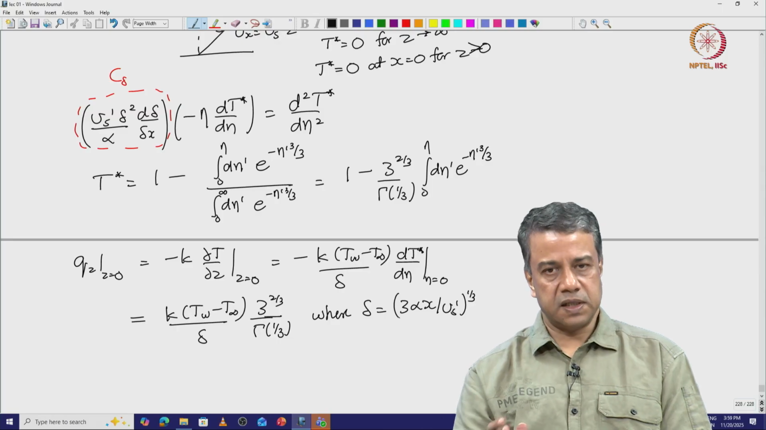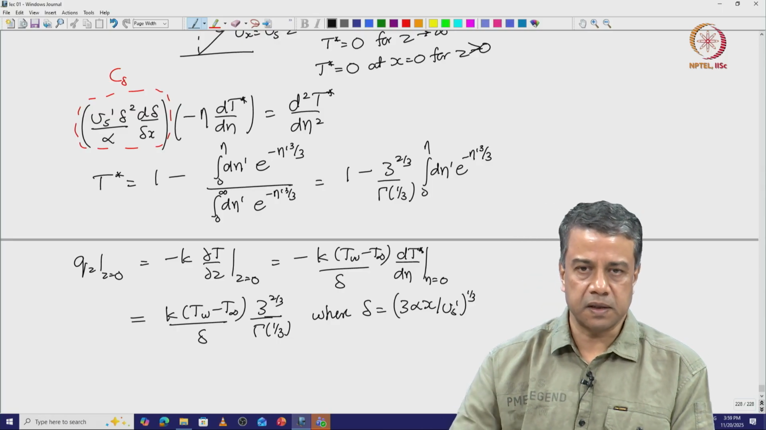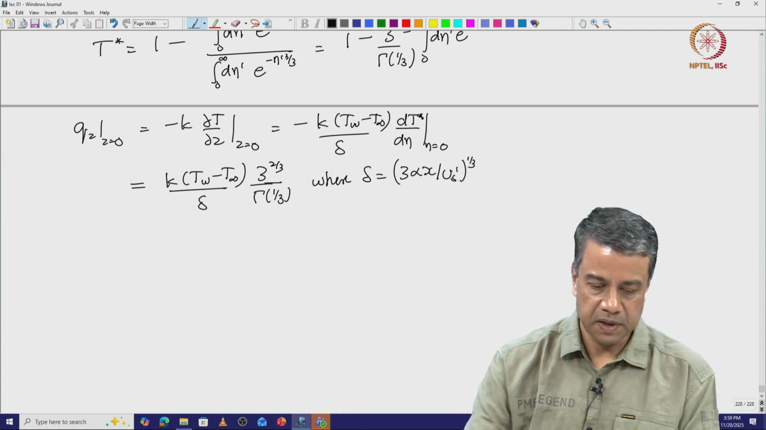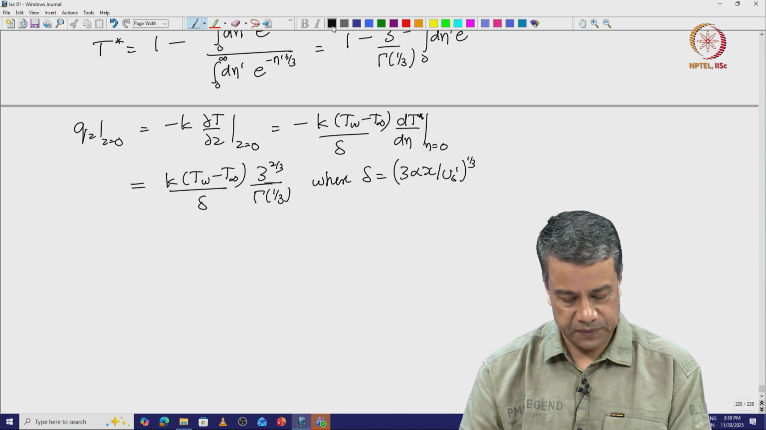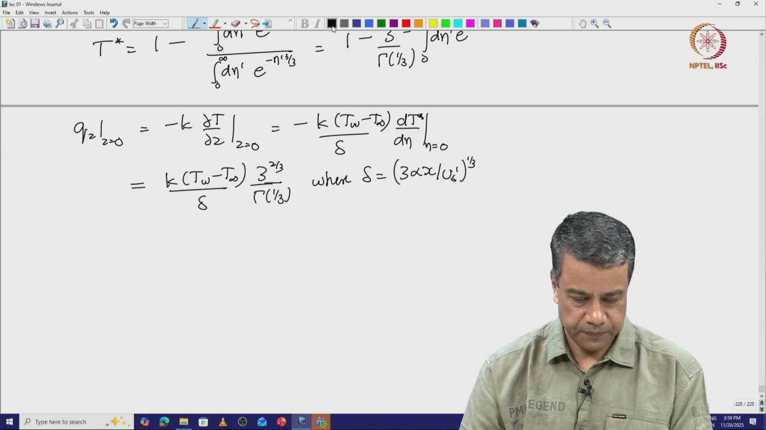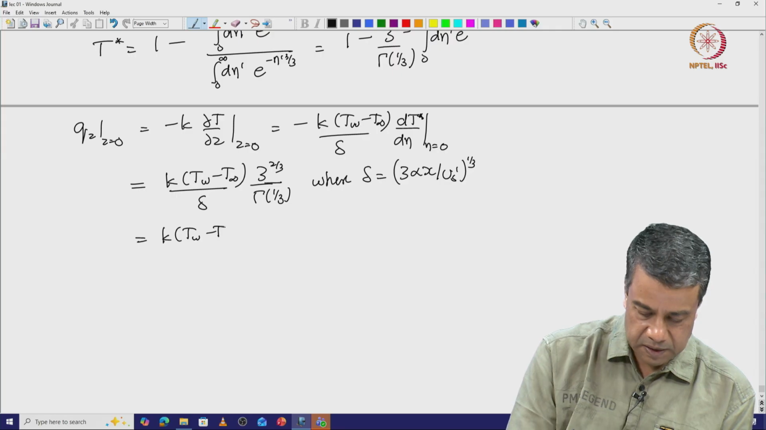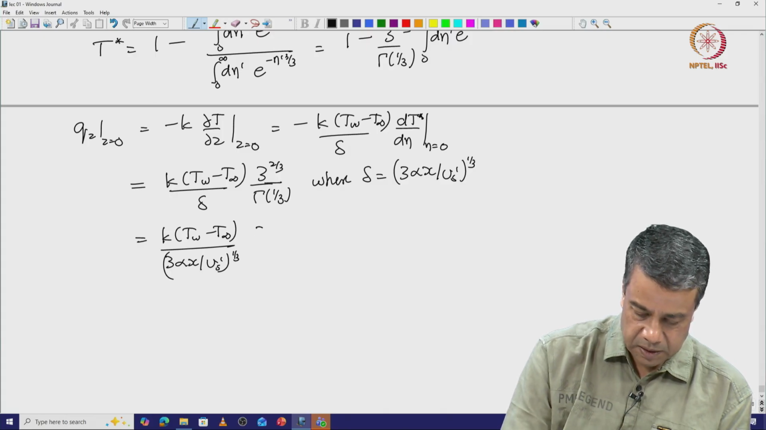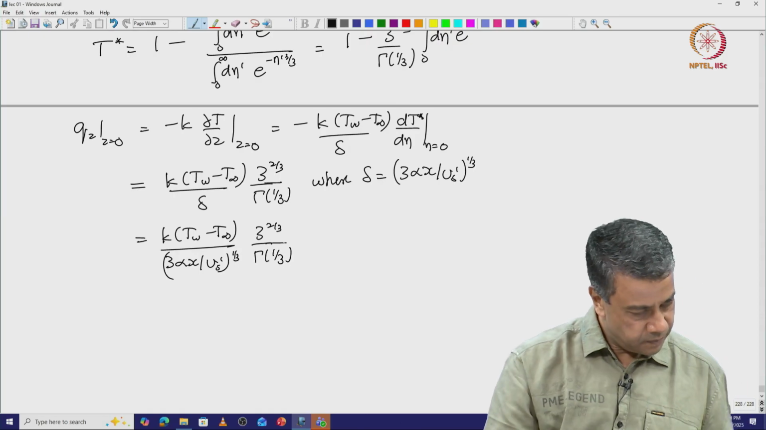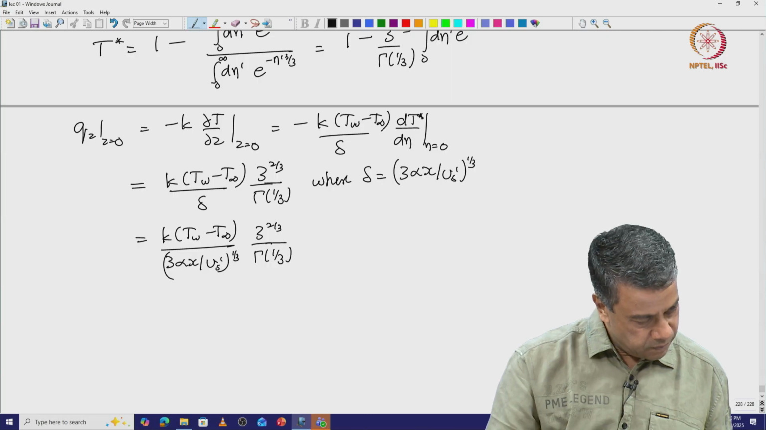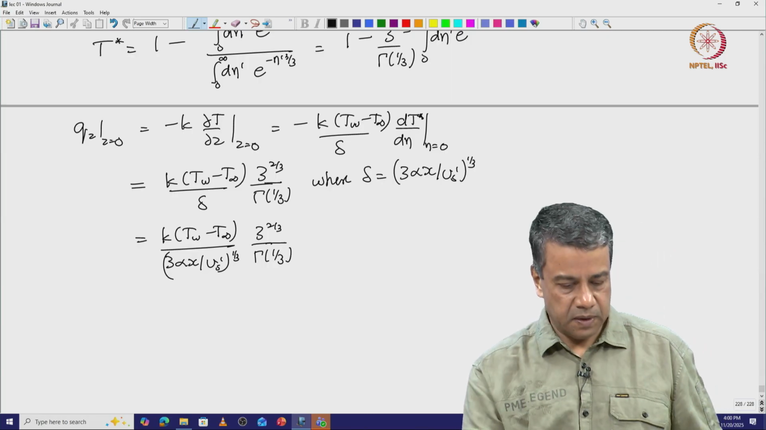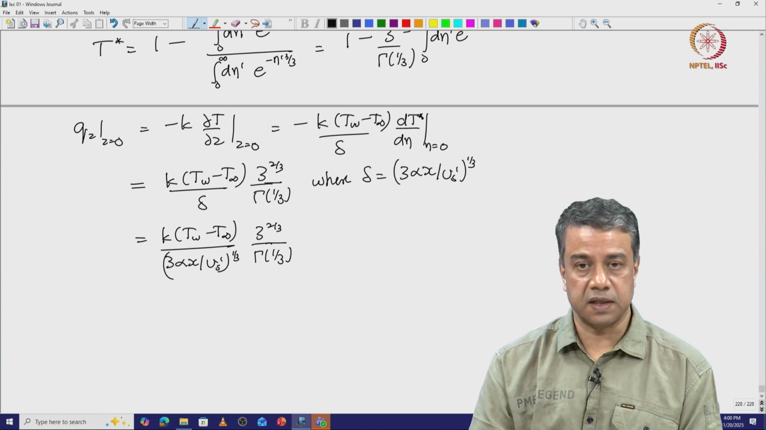I set C delta to 1 in this case. As I said, it does not matter what C delta is, the result you get in terms of x and z turns out to be the same. Therefore, this is equal to k into Tw minus T infinity divided by 3 alpha x by Vs prime whole power 1/3, times 3 power 2/3 by gamma of 1/3. So, that is the heat flux at a location x.